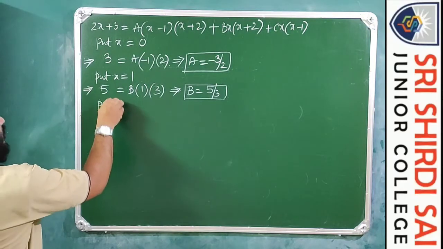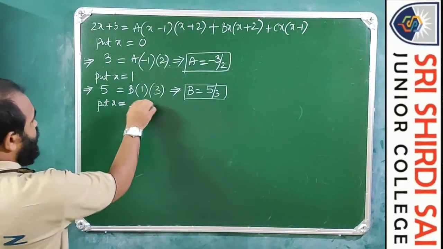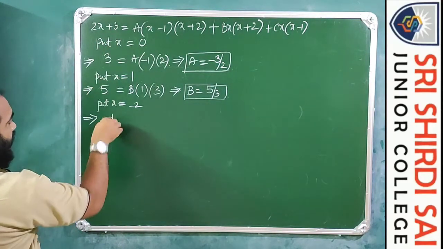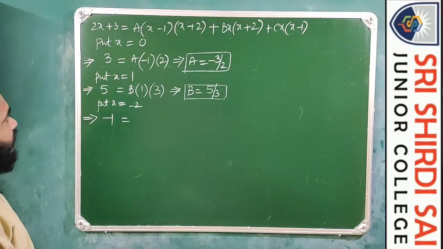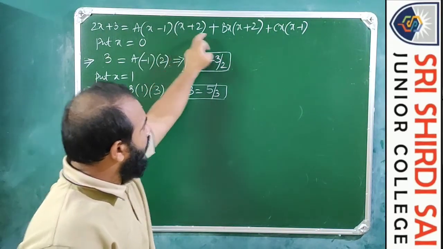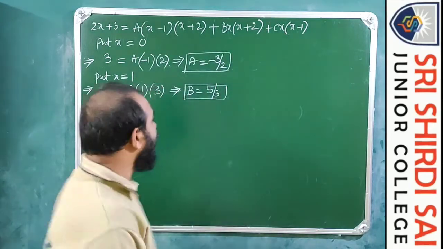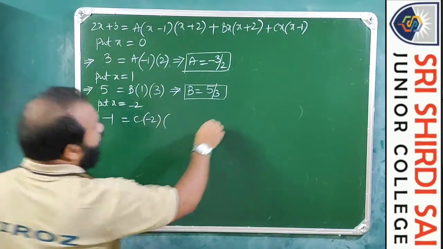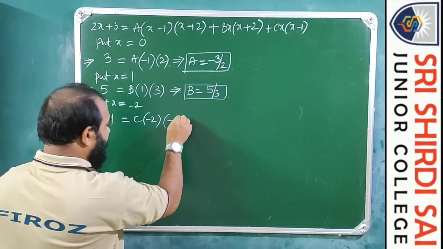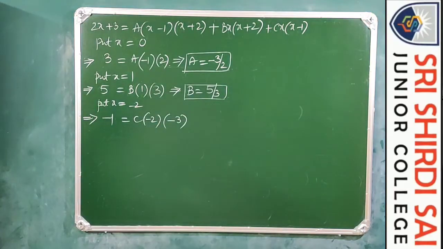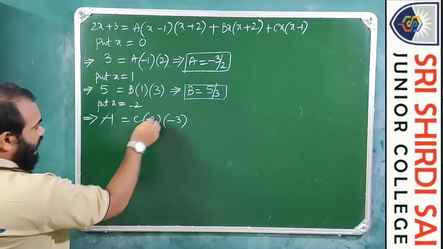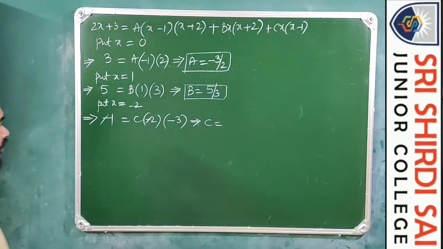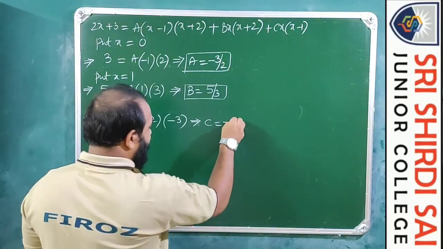Put x equals minus 2. Substitute: 2 into minus 2 is minus 4, plus 3, minus 1, so this is equal to minus 2. If you substitute here, this will be 0 and this will be 0. We are only left with the last term, c, into the value of x is minus 2: minus 2 minus 1 is minus 3. So the minus on both sides gets cancelled. Therefore c is equal to 2 3s are 6, so minus 1 by 6.